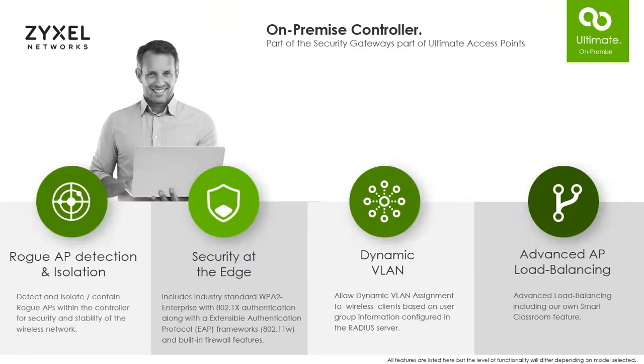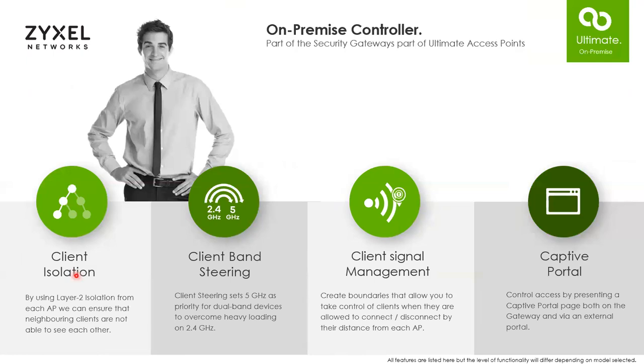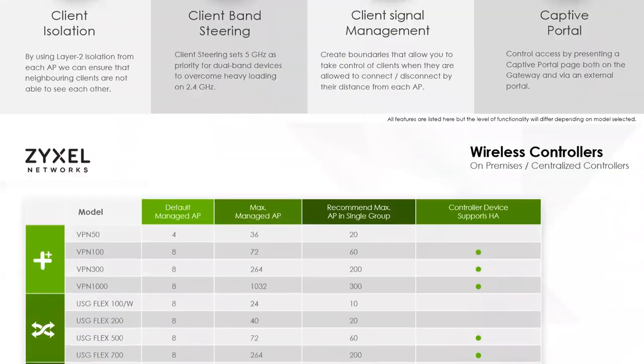Rogue AP detection, the ability to do edge-based security, dynamic VLANs, where VLANs are assigned based on individual user rather than the SSID, advanced AP load balancing, client isolation for guest networks, so wireless clients are not able to send data to each other, they're each individually isolated. Band steering, being able to push users from one radio to the other, captive portal technology.